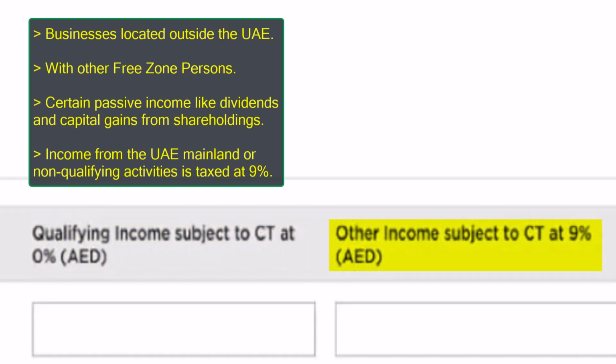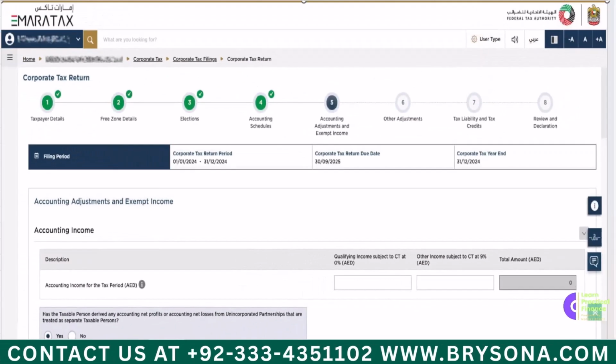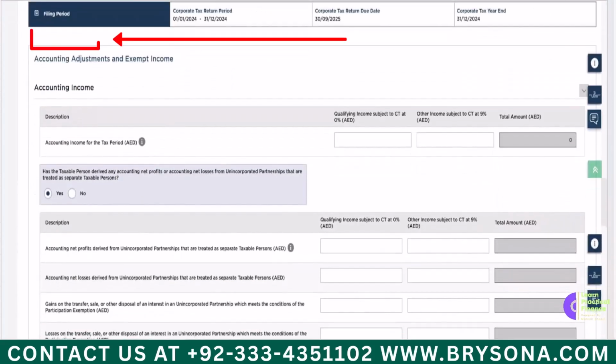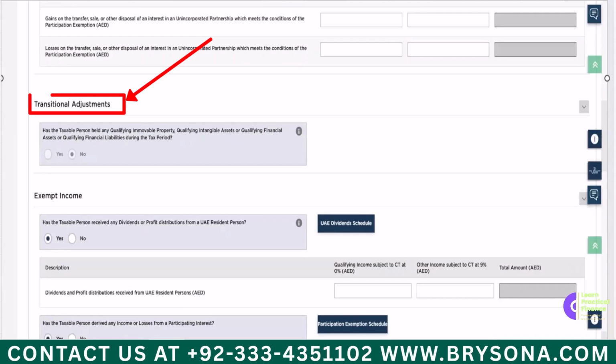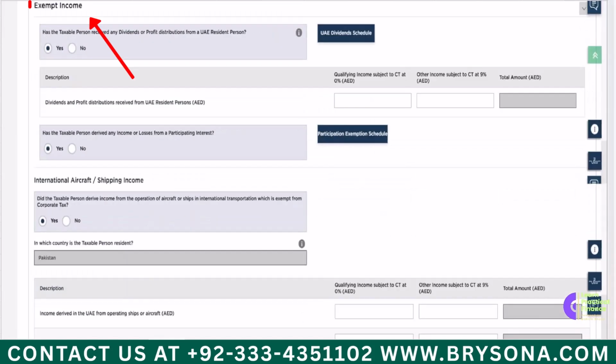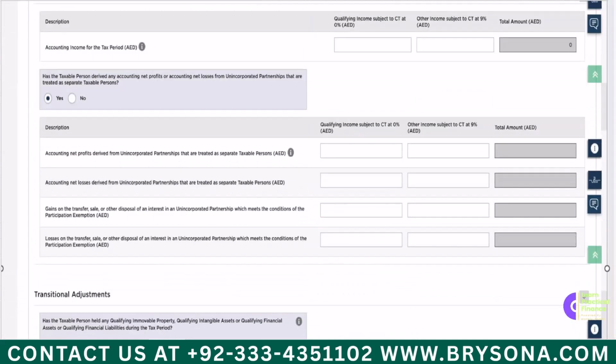The other one is qualifying income subject to CT at 9% tax rate. It includes income from non-qualifying activities, includes income from the UAE mainland, includes income beyond the free zone de minimis limit. Let's go through this section. The first part of this section is accounting income, and the second part is transitional adjustments, the next one is exempt income, and the last one is international aircraft shipping income. Let's do it from the start.